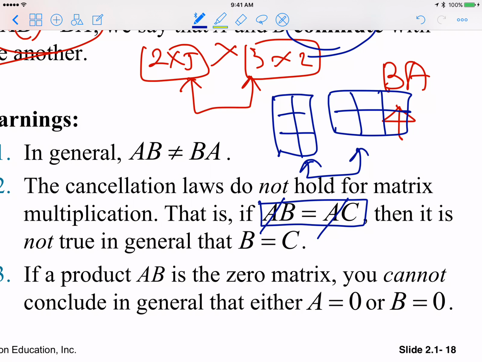Okay, so in this case, B and C will become the same, right? So if we can just cancel out the matrix A, then we should be able to say B and C are the same. But in general, we cannot do this thing. Okay, so we cannot easily cancel the same matrix A. And this cancellation is only possible when matrix A is one-to-one.